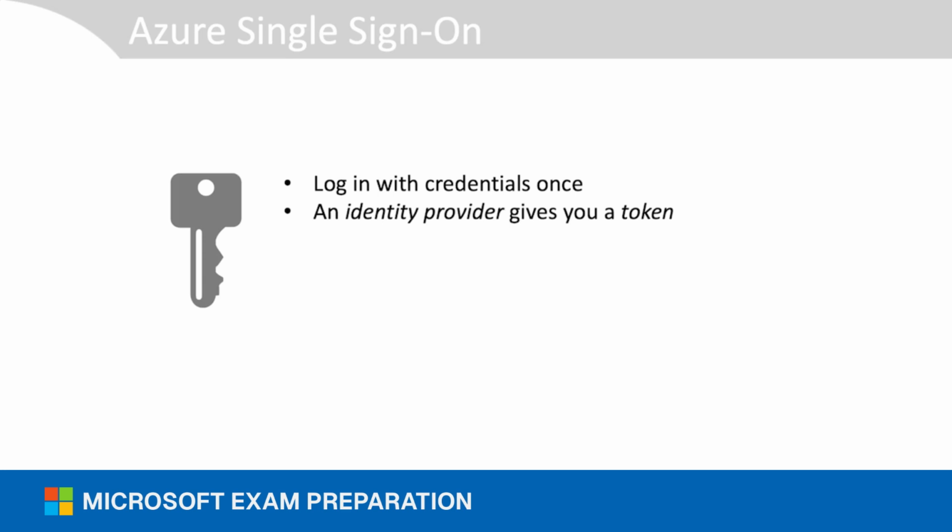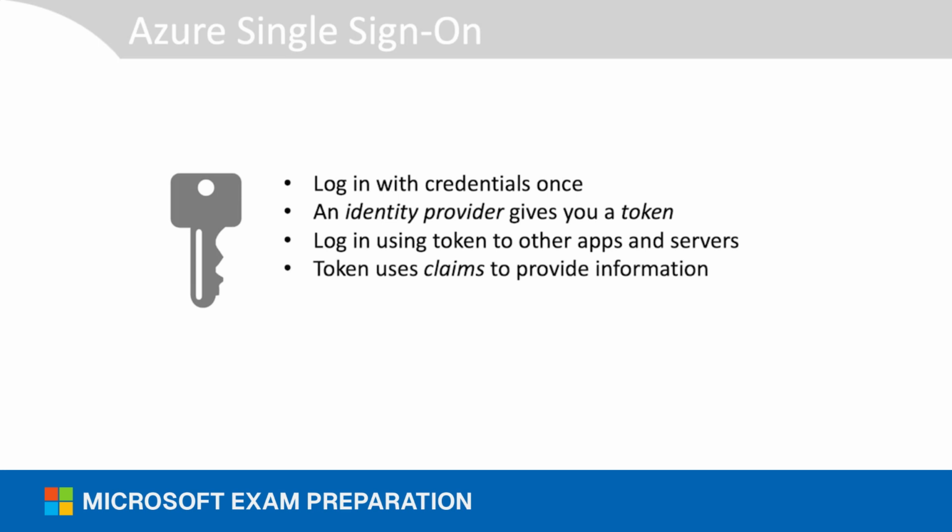When you access other servers, instead of having to enter your username and password again, the server simply uses the token that you've already received to log you in. Tokens have information embedded in them that makes all this possible, and those pieces of information are referred to as claims. There's a claim that defines who you are, a claim that tells the server when the token was issued and when it expires, and there's also a claim that lets the server know the token is valid for that specific server.